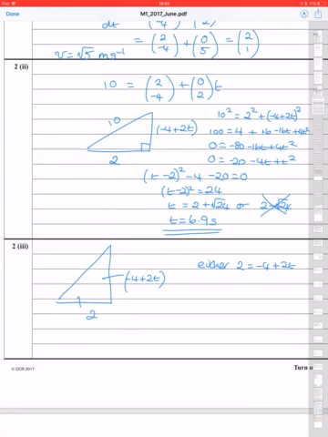So you've got 6 equals 2t, so t equals 3, or minus 2 equals minus 4 plus 2t, so you get 2 equals 2t, is that right? Yeah, and so t equals 1.